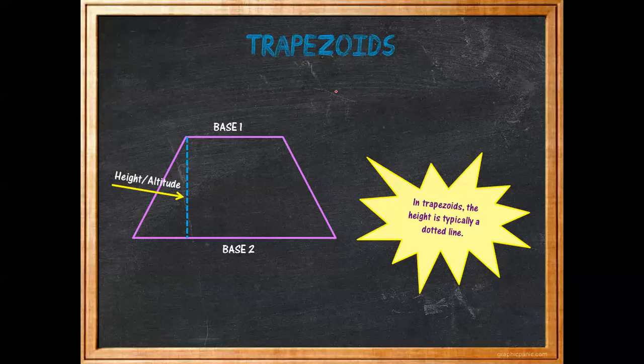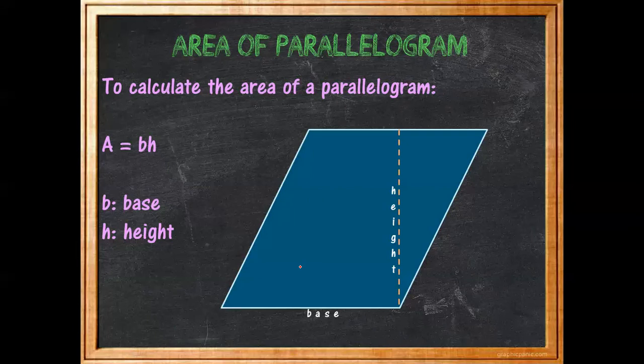In a trapezoid, the height again is typically represented by a dotted line on the inside, from one base to the next. And then it has two bases, because the trapezoid has two lines that are perpendicular to the height, and we call those base 1 and base 2.